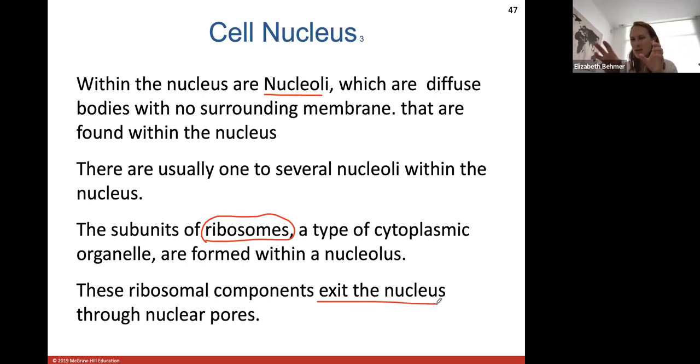So you have subunits, and a ribosome will have maybe two or three subunits that are made, and each subunit will exit the nucleus through the nuclear pores because it'll be smaller to get out that way. And then those subunits of the ribosome will come together to form a complete ribosome when it's outside of the nucleus. And we'll talk about what ribosomes do.